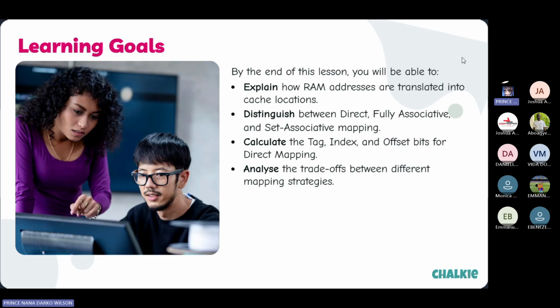At the end of the session, you should be able to explain how the RAM addresses are translated into cache locations, and then distinguish between direct, fully associative, and set associative mapping. We looked at this in the last lesson; we'll just be hammering on them. And then calculate the tag, index, and offset bits for direct mapping. And then if time permits, also look at what is used to spread data from main memory into smaller parts when it comes to set associative and then associative. And also analyze the trade-offs between different mapping strategies, where it's good and where it's bad, advantages and disadvantages, basically. So let's get right into it.